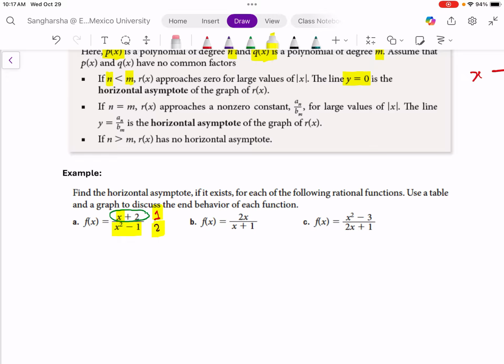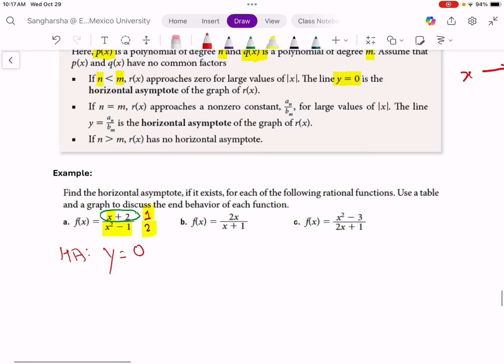If you have a rational function where the degree of the numerator is less than the degree of the denominator, then your horizontal asymptote is always y equals 0. It does not matter what function you have. It means when you choose x to be a very large or a very small number, the output of the function is very close to 0.